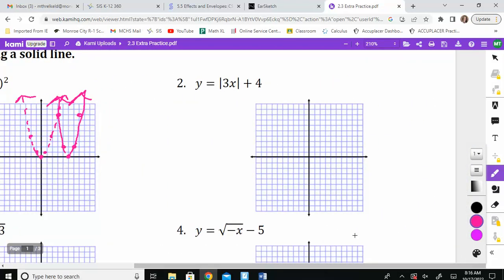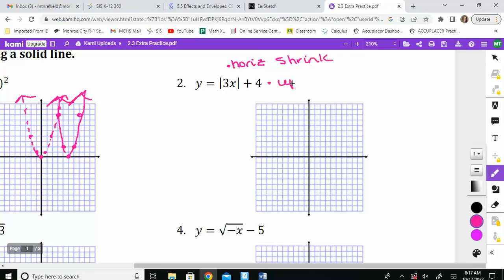All right, 1 and 2 are probably some of the hardest with the stretching and shrinking. That's what we've struggled with a little bit more. When I look at number 2, that 3 is on the inside. So what is that going to do? Change the X. Yeah, it's changing my X. So it's a horizontal. Inside does the opposite, so it will actually shrink.